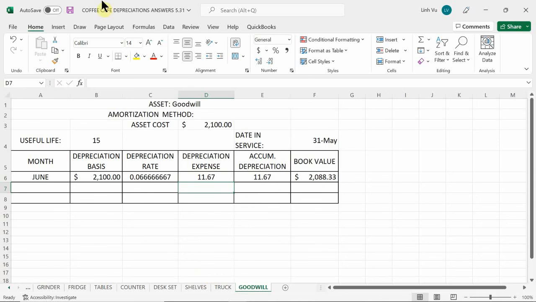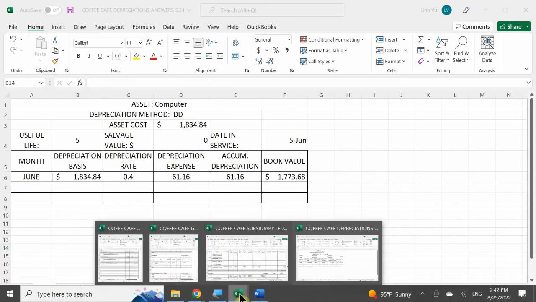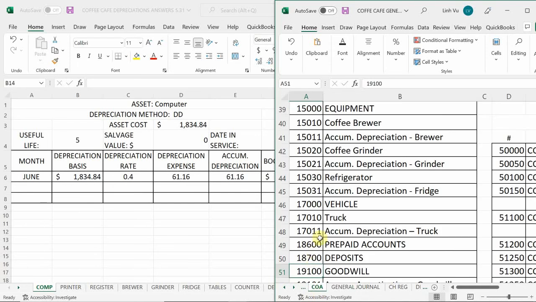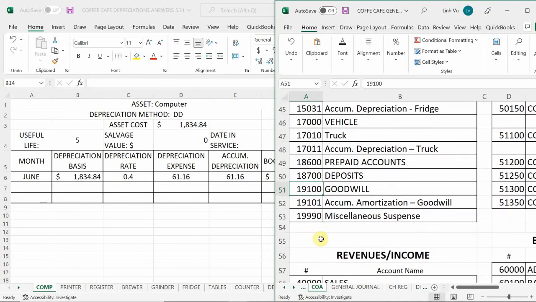So let's go ahead and plug in all of our numbers here. I'm going to start from the very beginning with our computer. Our computer was $61.16. Okay. So in this case, how do I journalize the accumulated depreciation for the computer? Let's see. What is my accumulated depreciation for the computer?